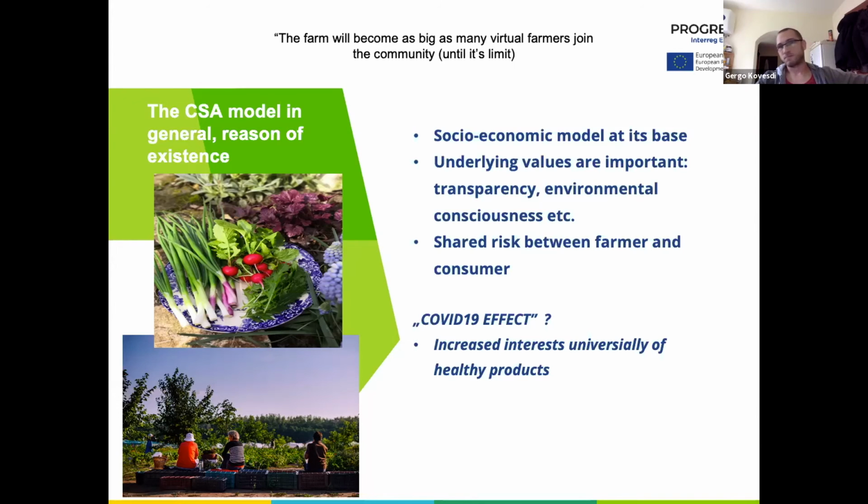consumer. I put something here about the COVID-19 effect because I think it's very important to say that after the start of COVID-19, we experienced a lot of interest in healthy products and bio products. So the sales and marketing improved automatically. And now we think that the market demand has grown to the level that we can expand our business model.